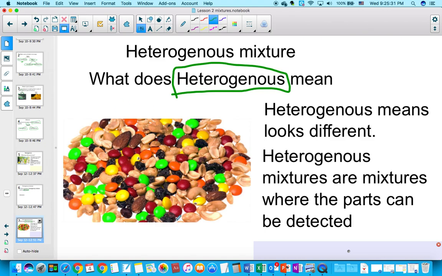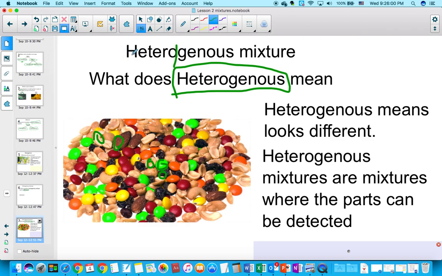Because you can see in this grouping, in this area, in this mixture, you have peanuts, you have Smarties, you have raisins, you have different kinds of Smarties, you have almonds, you have cashews, and you have all these different things that make up the trail mix. You have different things that make up this mixture. And you can pick them out. You can point at it and be like, that's a different part, that's a different part, and that's a different part. So if you can do that in a mixture, it's heterogeneous.